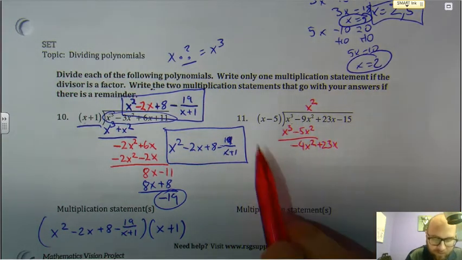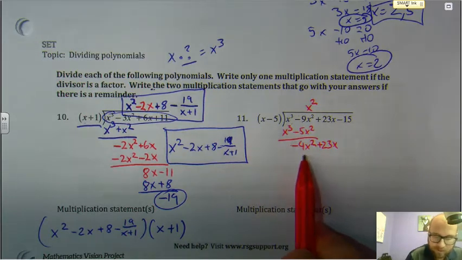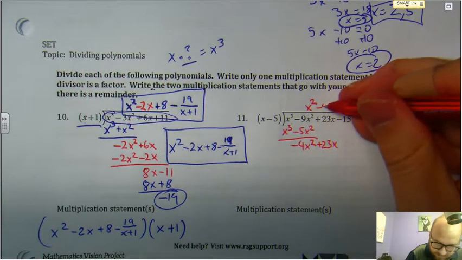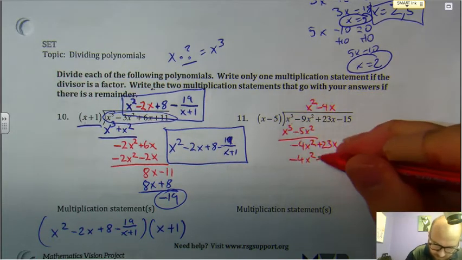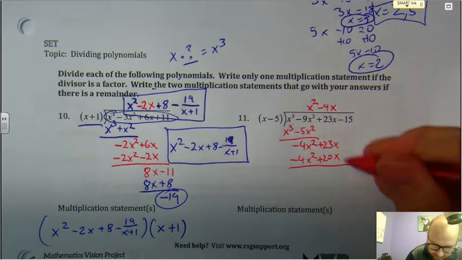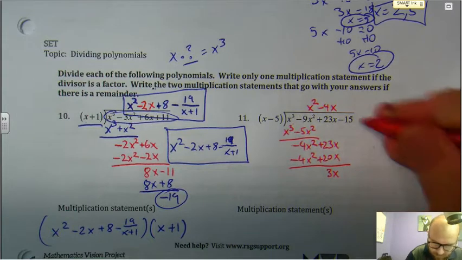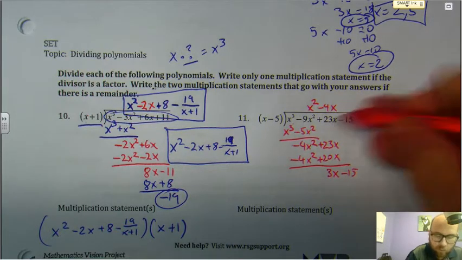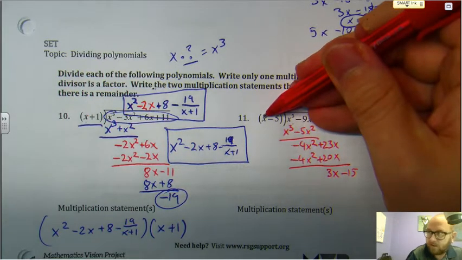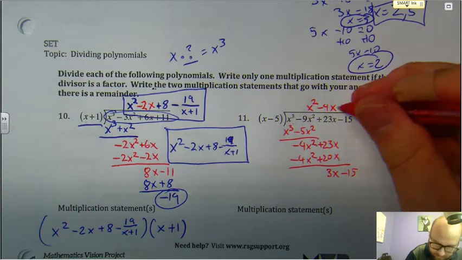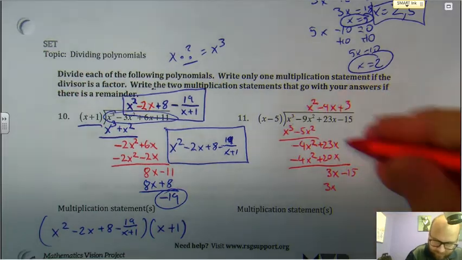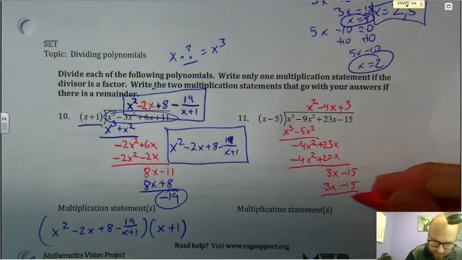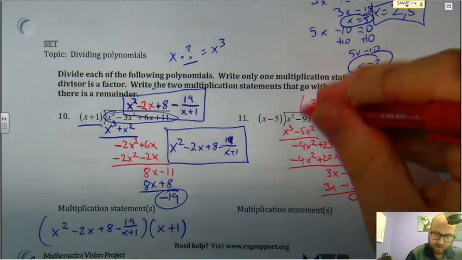What do I have to multiply x by to get negative 4x squared? That would be negative 4x. Negative 4x squared plus 20x. When I subtract, I'll get 3x. Bring down my 15. What do I have to multiply x by to get 3x? 3. That gives me 3x. 3 times negative 5 is negative 15. And I actually cancel out here. So this would be my answer.